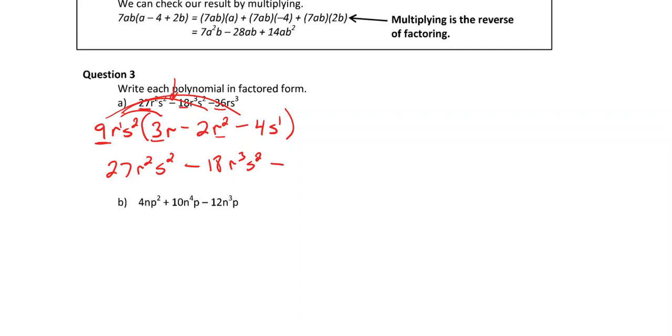And then minus 9 times 4 is 36. r times nothing right there is just r. And then s squared times s is s to the 3. Right? So it's just going back and forth. We just expanded and then factored. They're just the two sides of the same coin.